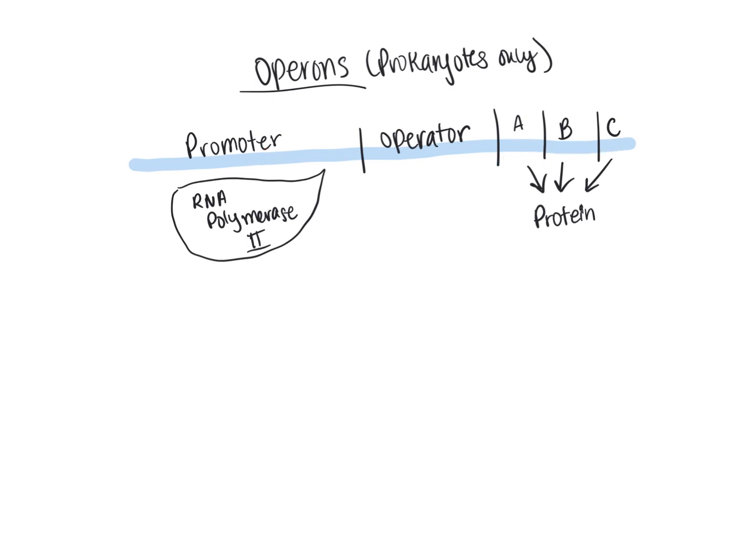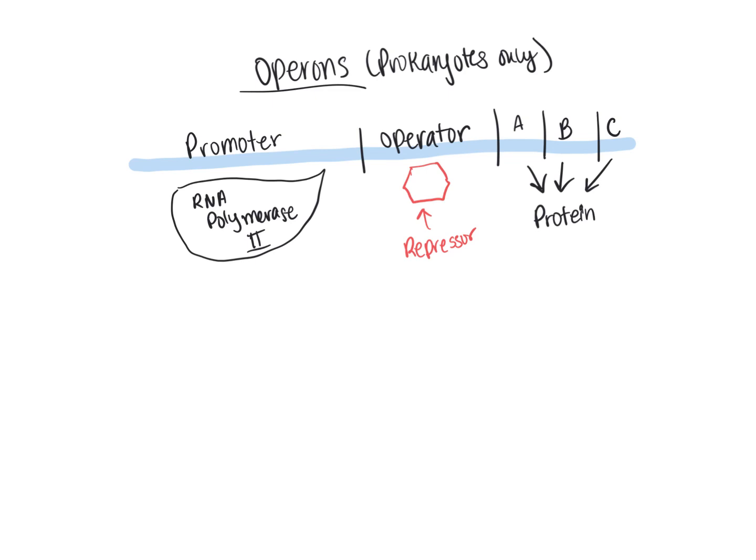And what happens at the operator is sometimes another molecule called a repressor will bind to that section. And when the RNA polymerase tries to get past the operator, if the repressor is bound to the DNA right here, it acts as a stop sign and prevents the RNA polymerase from reaching the genes to make the protein. So this repressor acts as a stop signal because it's bound to the operator here and prevents the RNA polymerase from reading the DNA. So this is the basic overall structure of an operon.